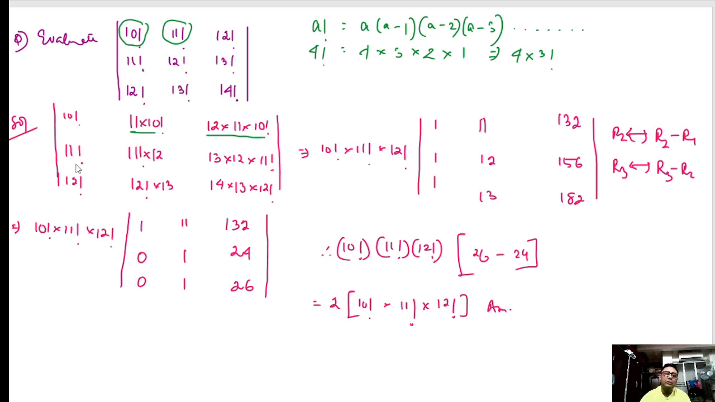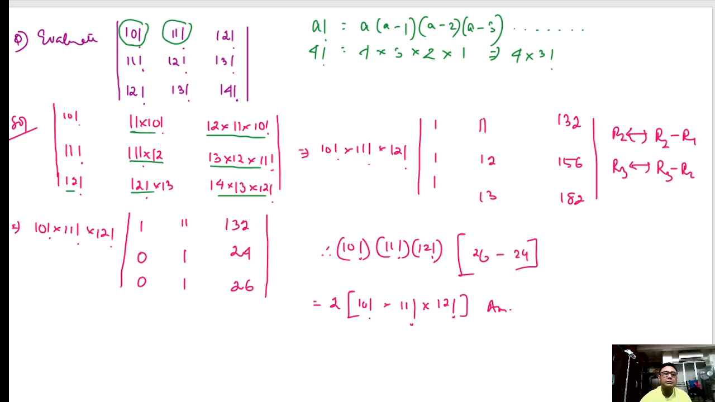And now in the second row, the lowest is 11 factorial. So 12 factorial can be broken as 12 into 11 factorial. 13 factorial can be broken as 13 into 12 into 11 factorial. Similarly, in the third row, the lowest factorial is 12 factorial. So 13 factorial can be written as 13 into 12 factorial. 14 factorial can be written as 14 into 13 into 12 factorial.